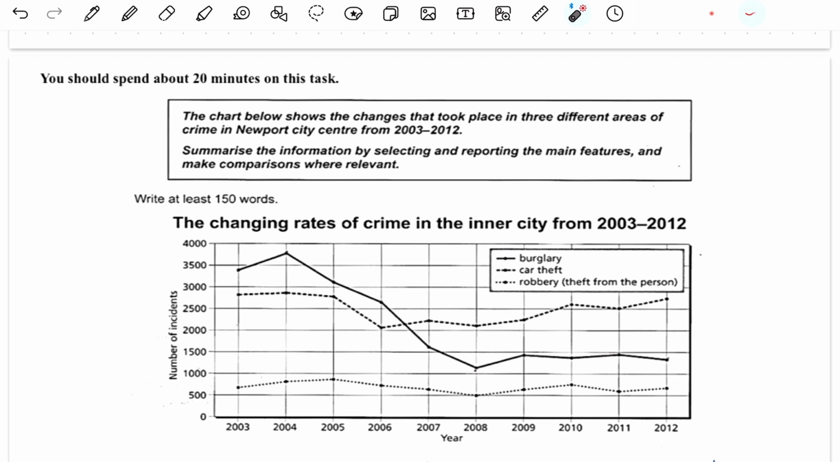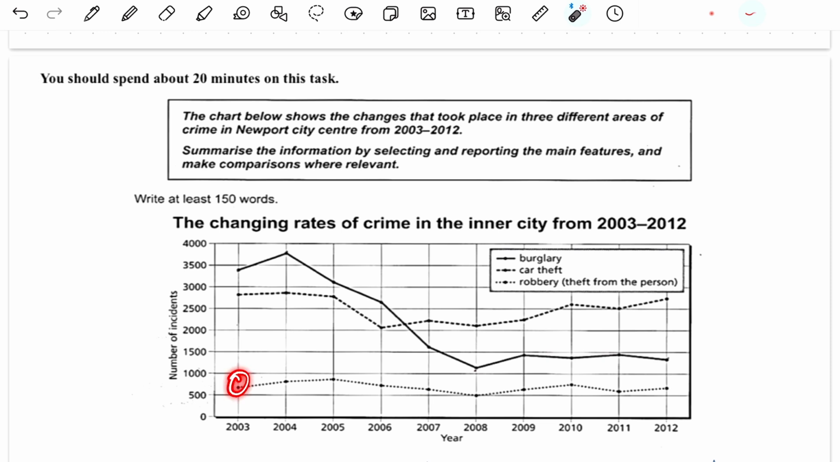Now, when it comes to car theft, there's a different trend altogether. In 2003 the incidents were around 2,800, and they remained around this point till 2005, after which they declined a bit. But from 2006 there was a slow and gradual increase, and by 2012 the incidents were somewhere around, let's say, 2,700 or 2,800.